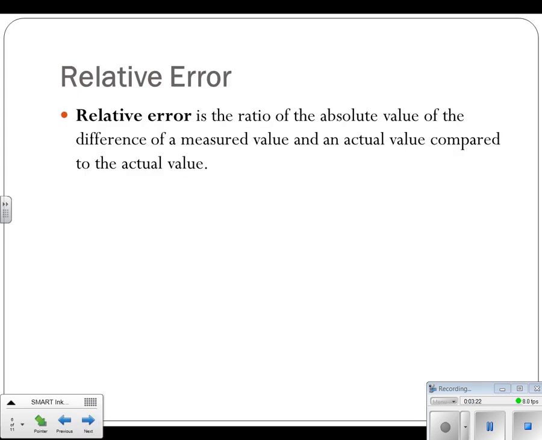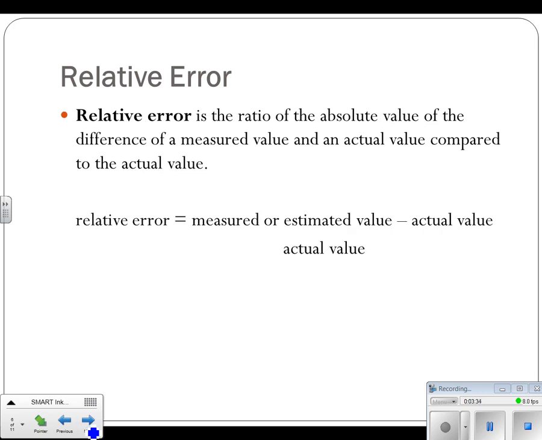Relative error is the ratio of the absolute value of the difference of a measured value and an actual value, compared to the actual value. So essentially, I know this gets a little wordy here. The relative error is where you're looking at the measured or estimated value, subtract the actual value, and find the absolute value of that. So I'm putting absolute value signs, and you divide it by the actual value.